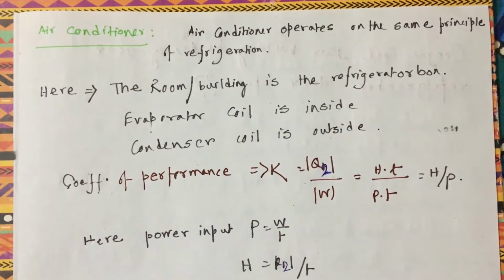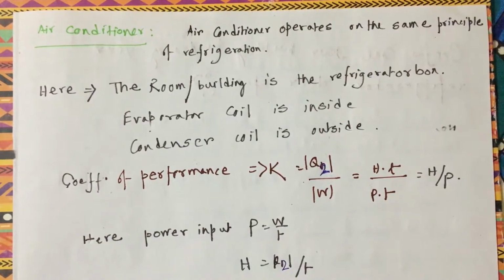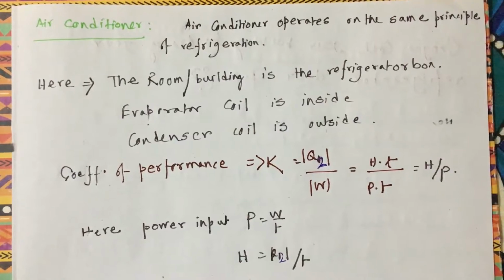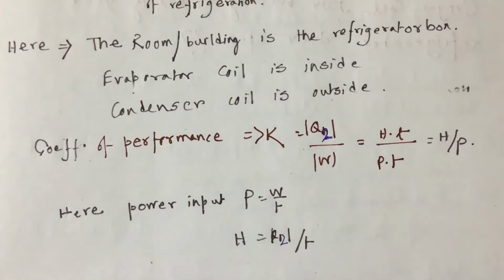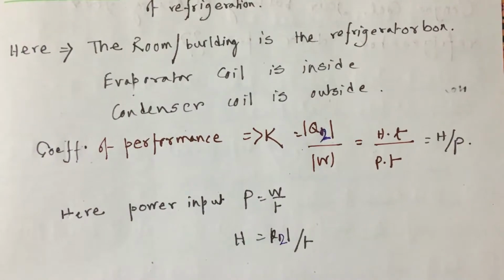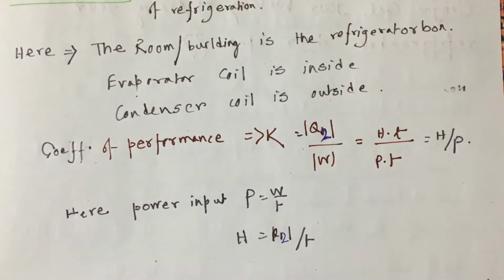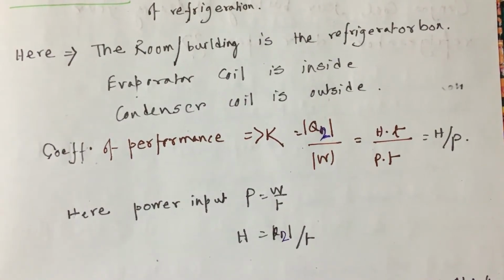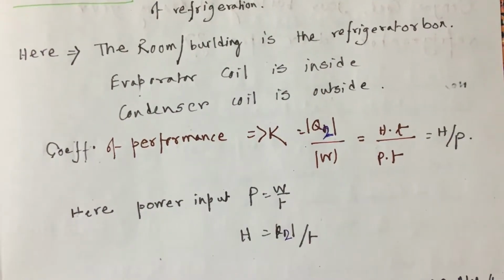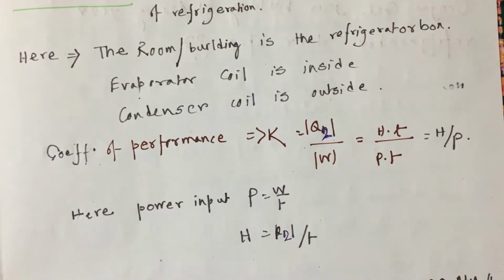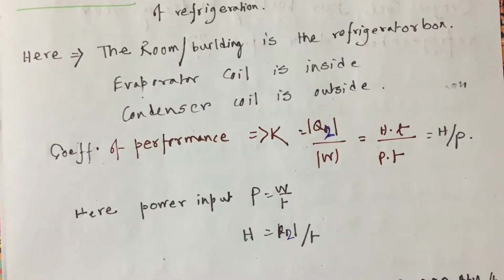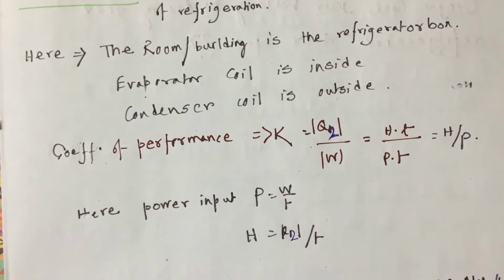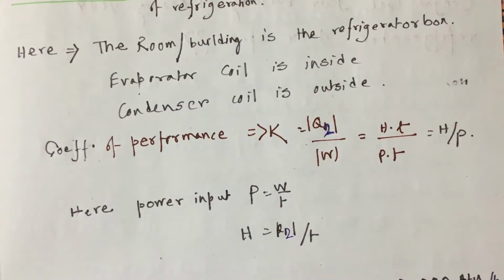For an air conditioner, the quantities of great practical importance are the rate of heat removal and the power input. So here we define the power input P equal to work input divided by time, and heat absorbed from the cold reservoir is defined as H equal to Q2, the amount of heat absorbed from the cold reservoir, over time. So the coefficient of performance will turn out to be H by P.